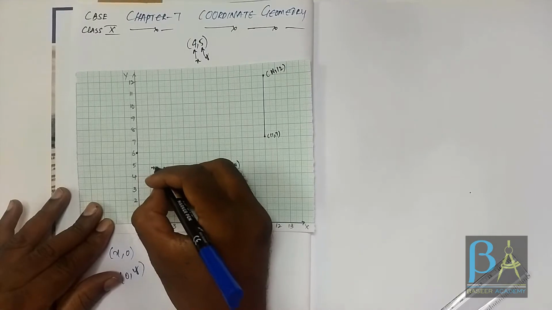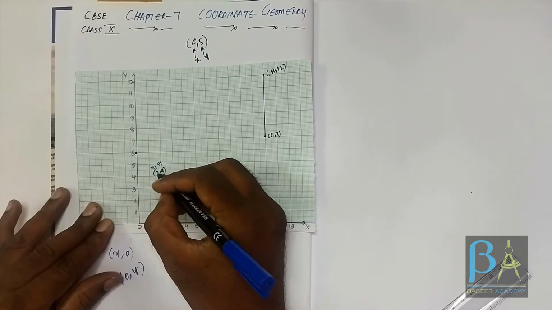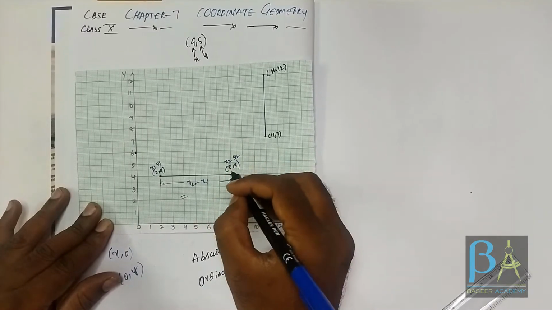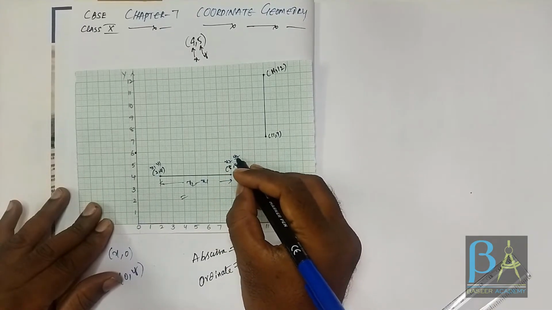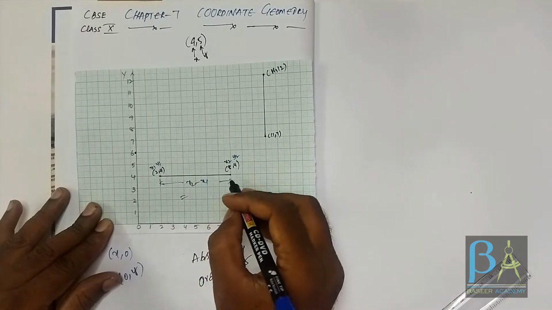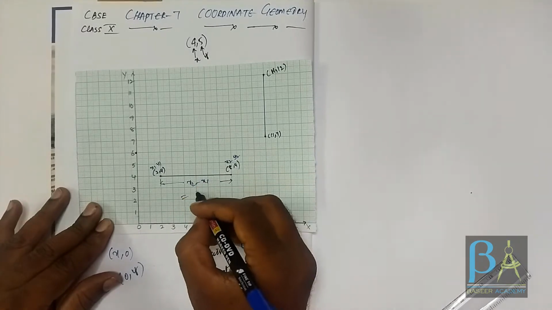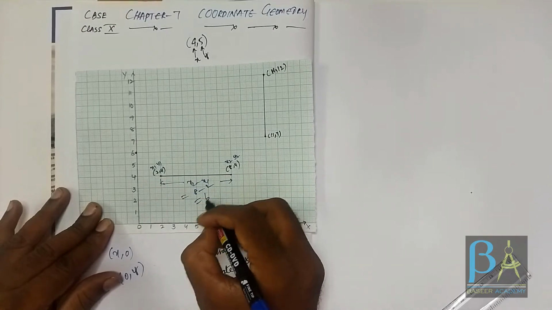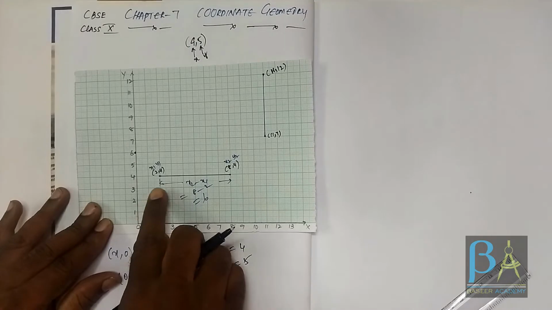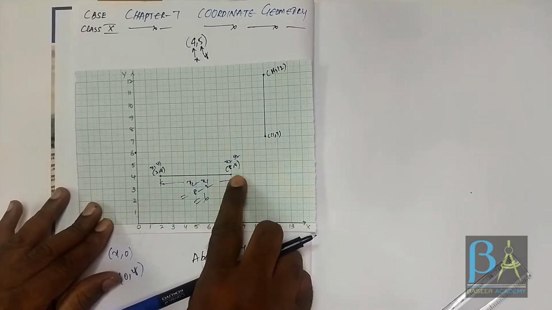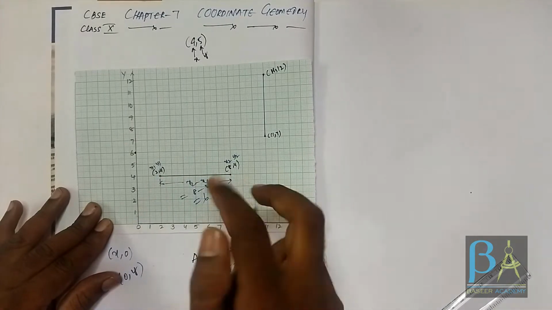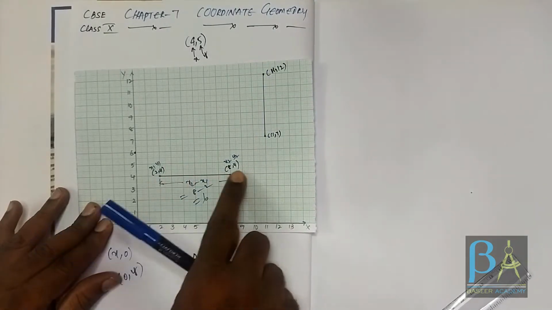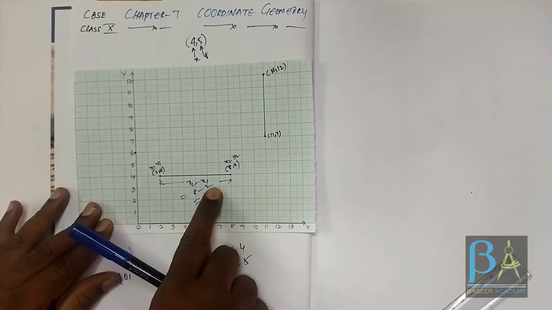Let us say this point is (x1, y1), which means x1 is 2 and the value of y1 is 4. Let us say this point is (x2, y2), the value of x2 is 8 and the value of y2 is 4. Let us substitute the values here. x2 is 8 and x1 is 2. So 8 minus 2 gives us 6. So if the line segment joining 2 points is parallel to the x-axis, then the distance between the 2 points is going to be x2 minus x1 once again.